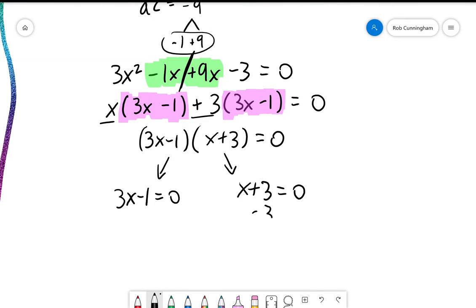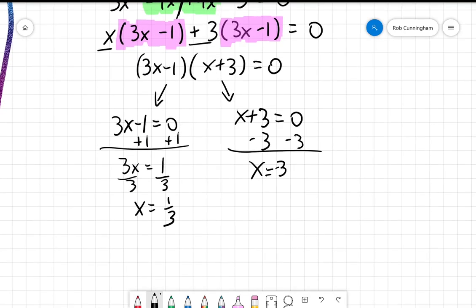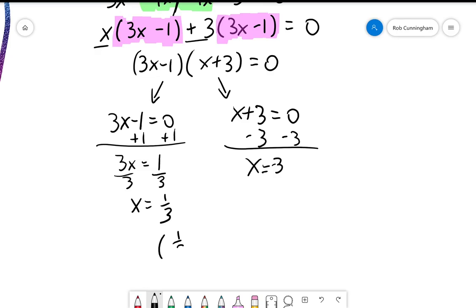The right one's easy. Just subtract 3 from both sides, and you get x equals negative 3. Over here, it's 2 steps. You get x equals 1/3. So our two x-intercepts are 1/3, 0, and negative 3, 0.